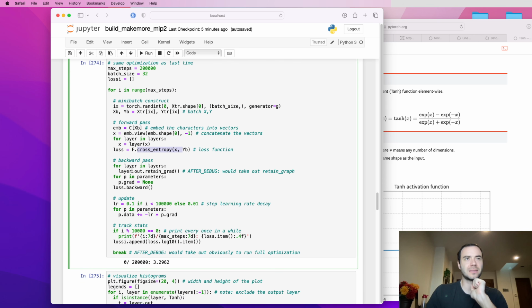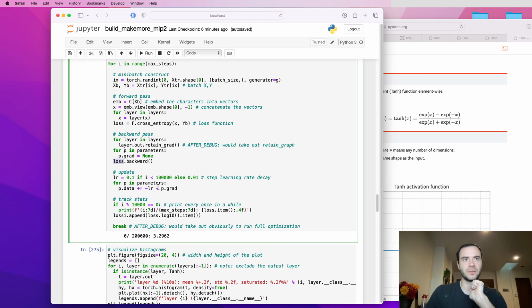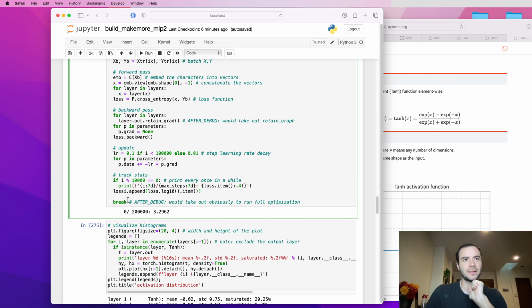And then in the backward pass, you'll notice that for every single layer, I now iterate over all the outputs, and I'm telling PyTorch to retain the gradient of them. And then here we are already used to all the gradients set to none, do the backward to fill in the gradients, do an update using stochastic gradient descent, and then track some statistics. And then I am going to break after a single iteration.